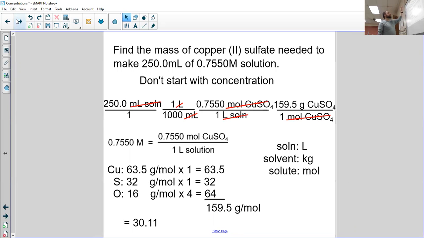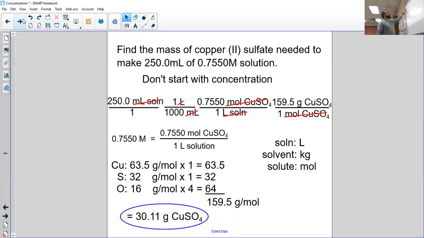What are our units for this? Let's find out. So cross the milliliters out, cross the liters out, cross the moles out. We have grams of copper 2 sulfate. There's our final answer for that.